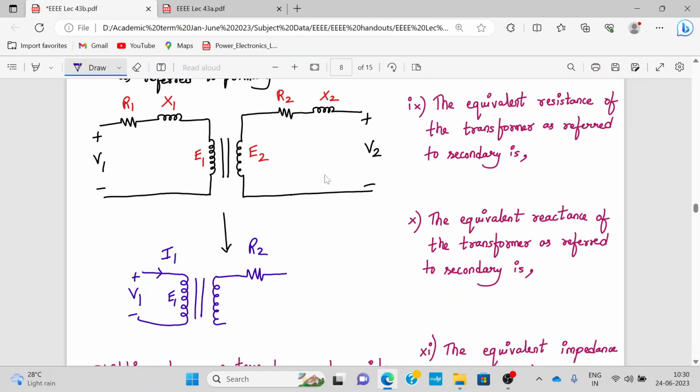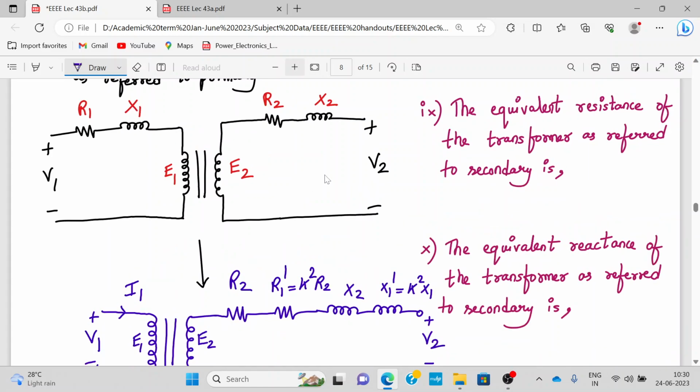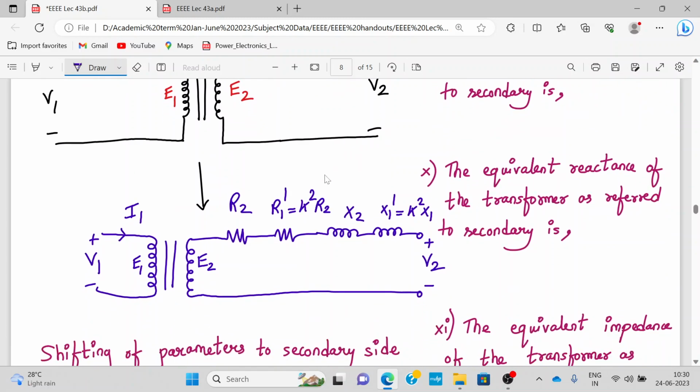Now R1 has been transformed to the secondary, so it will be called R1 dash, which is given by k square into R1. Then we have X2, and next X1 has been transformed to the secondary, so it is called X1 dash, and we denote it by k square into X1. So here is my secondary winding, load voltage or the secondary voltage V2 and E2. Alright, this is how we transform any primary parameter to the secondary.